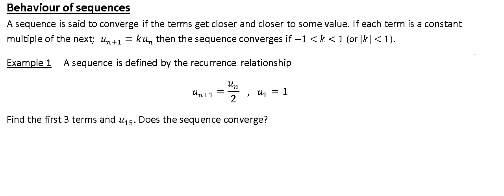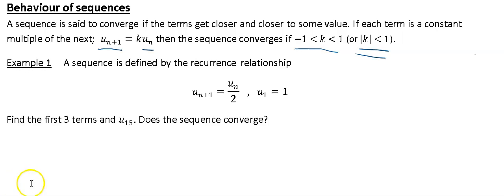In this video, we're going to look at the behavior of sequences. A sequence is said to converge if the terms get closer and closer to some value. If the relationship in the sequence is that to get my next term, I multiply the previous term by k, then the sequence converges if k lies between -1 and 1, or the nicer way of saying that is modulus of k is less than 1.